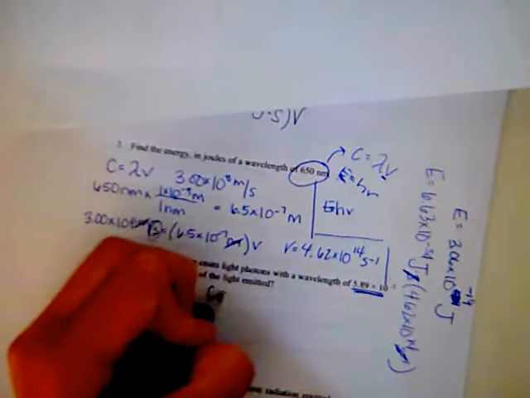Okay, number 4 says the sodium vapor lamp emits light photons with a wavelength of 5.89 times 10 to the negative 7th meters. Oh, that's nice. They already gave it to us in meters. What is the energy of the light emitted? To find energy, we need to use E = hν, Planck's constant times frequency. We don't have the frequency yet, but we can get it by doing c = λν. If we have the wavelength and we know the speed of light, we can find the frequency.